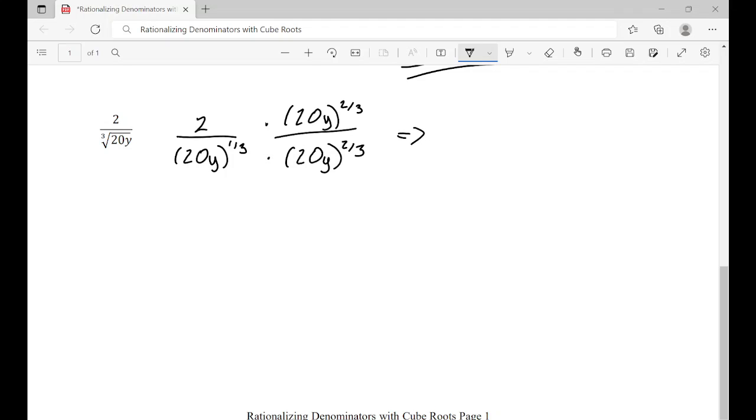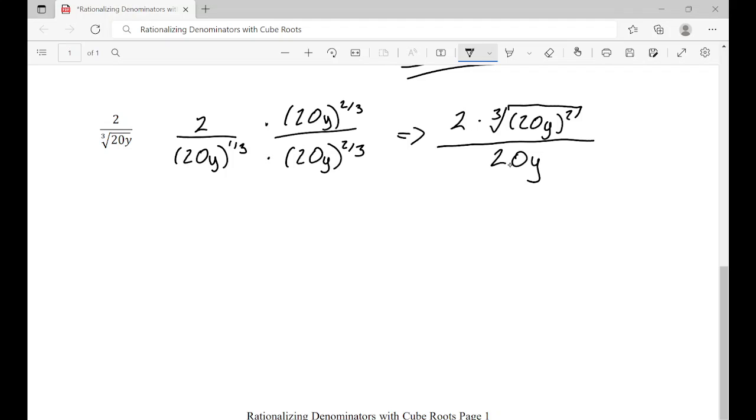Now I can distribute the 2 over, multiply these two together, and I'm going to end up getting 2 times, and I'm going to rewrite this as the cube root of 20y all squared. And in the denominator, I know the 1/3 will make it 3/3, so I got a 20y. But unlike the others before, this one we can do some simplifying.